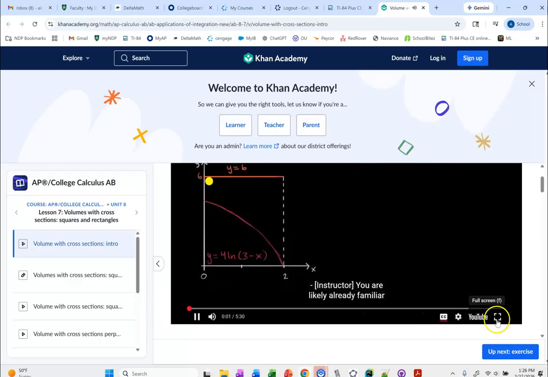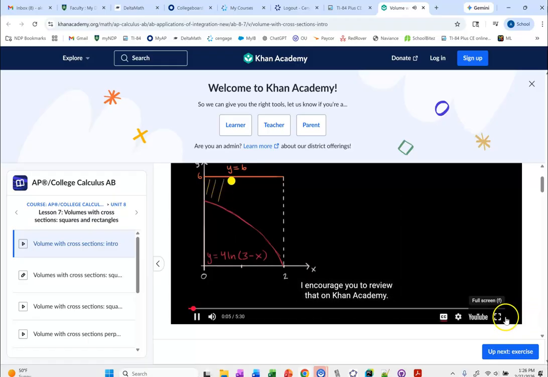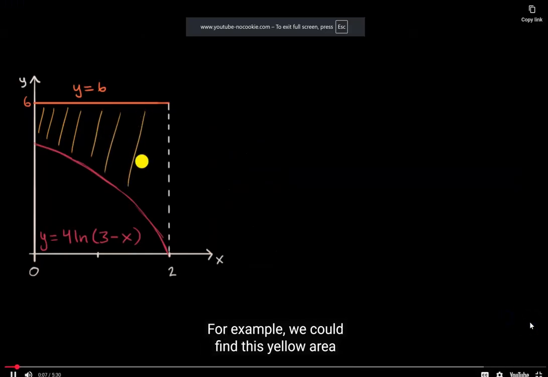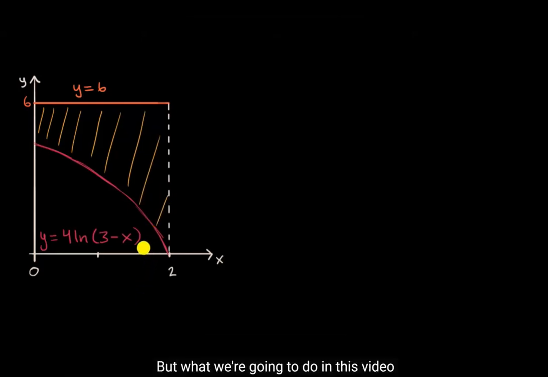You're already familiar with finding the area. To let you get a better idea of what's actually happening in this kind of thing, for example, we could find this yellow area using a definite integral. But we're going to do something here that's a little bit more interesting. We're going to find the volume of shapes where the base is defined in some way by the area between two curves.